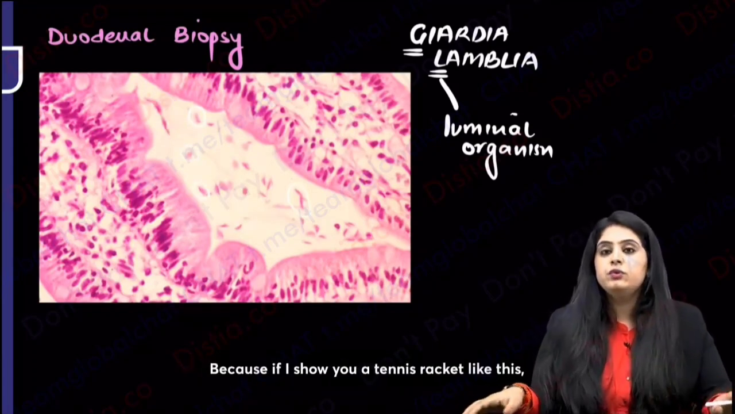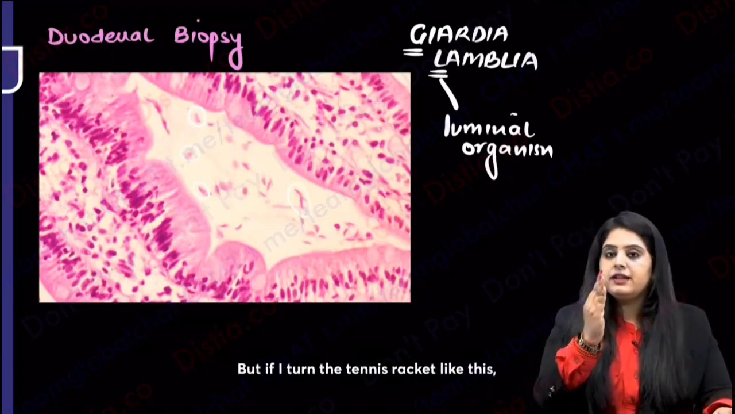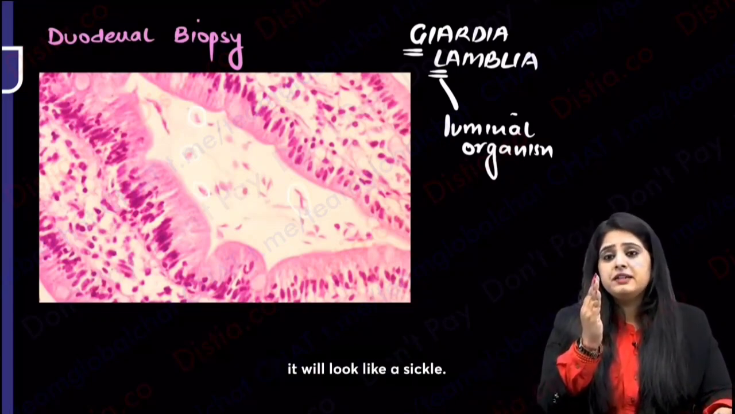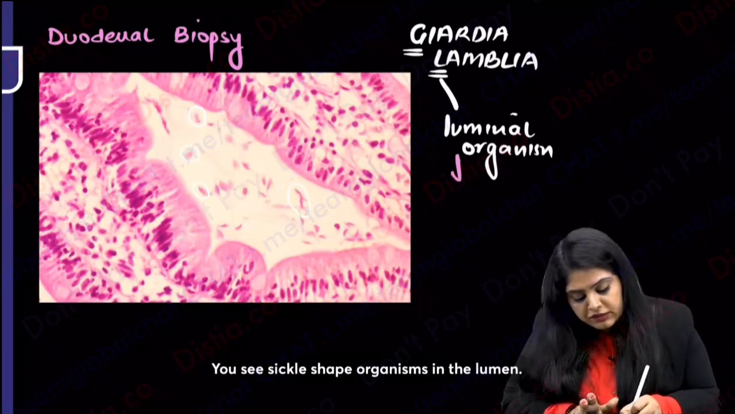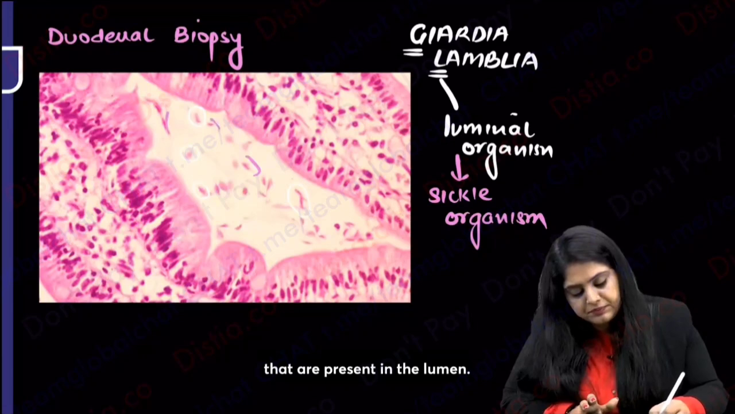Because if I show you a tennis racket like this, it will look like a tennis racket. But if I turn the tennis racket like this, it will look like a sickle. So what do you see? You see sickle-shaped organisms in the lumen. You see sickle-shaped organisms that are present in the lumen.